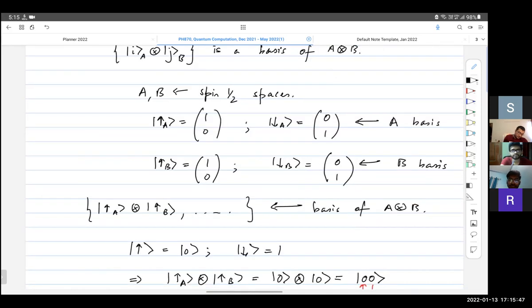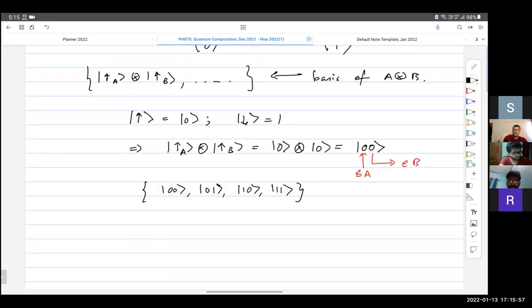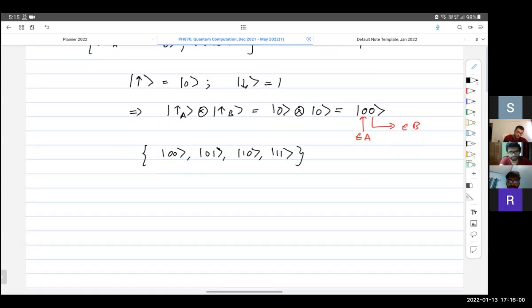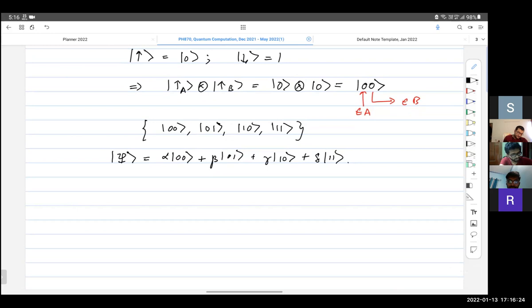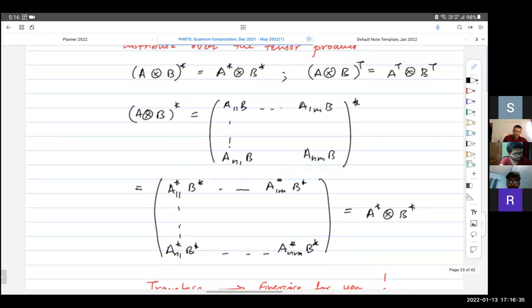So this is the notation. All right. Then our basis elements we can write out much more efficiently. These are our basis elements. So if I have any state psi in my tensor product space, I can write it as a superposition of these four states. Okay, and now the natural question to ask is, how do operators act on this tensor product space?